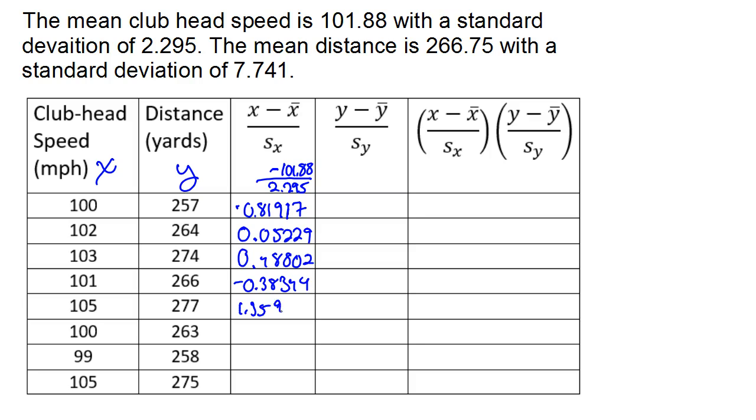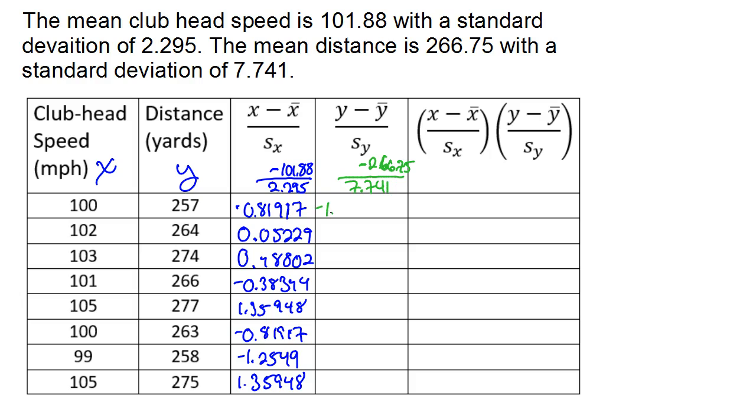And that way we can compare as far as what our values are. So I've completed this column for our club head value minus its mean divided by its standard deviation. Then I'm going to move over to the y values, the distance, and I'm going to take each distance minus their mean, which is 266.75, and divide it by 7.741.